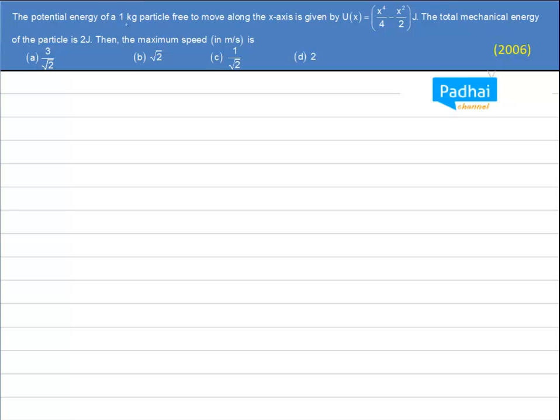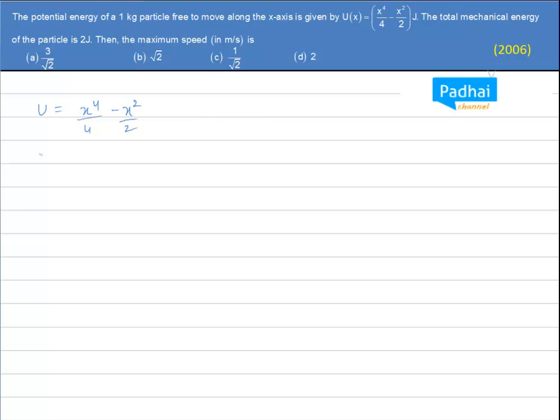The potential energy of a 1 kg particle free to move along the x-axis is given by this, right? So basically potential energy is given by x raised to the power 4 by 4 minus x squared by 2, right? The total mechanical energy of the particle is 2 joules, right? Then the maximum speed is.